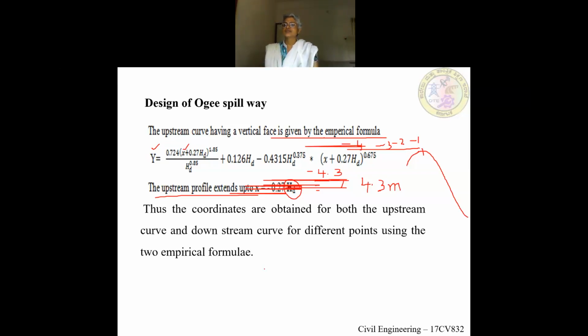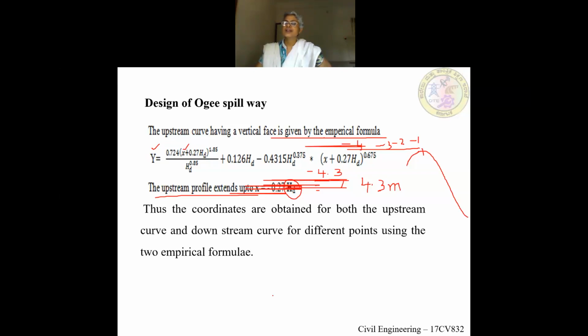Here, first we have to check the H by Hd ratio. If it is greater than 1.33, then it is a high spillway. If it is a high spillway, the velocity head due to approach velocity Ha can be taken as 0, and the coefficient Cd is taken from standard curves. That value will be 2.2. Otherwise, if the H by Hd ratio is less than 1.33, then the coefficient Cd is evaluated from a set of curves.